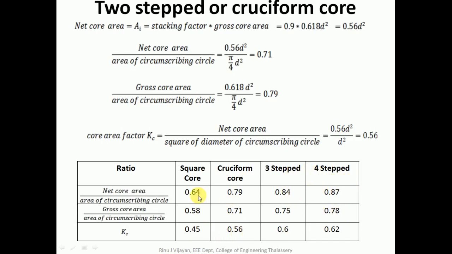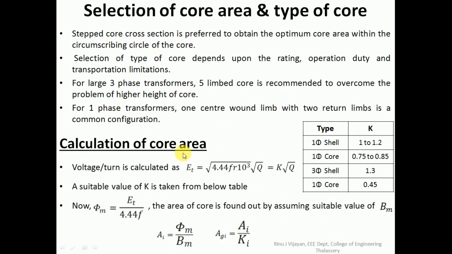These ratios are quite important. If you observe the readings in this observation table, you will find that when the number of steps increases, the values of all these three ratios also increase. This is an indication of better space utilization when the number of steps is increased. Next, we are going to see how to find the value of core area.